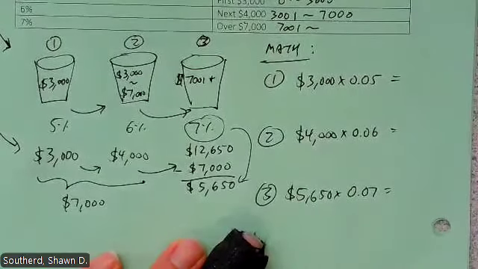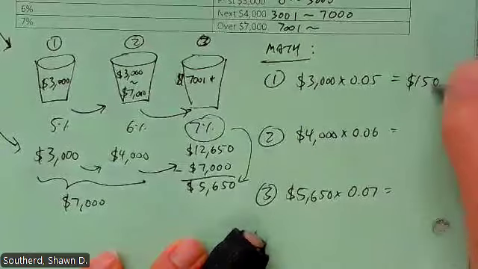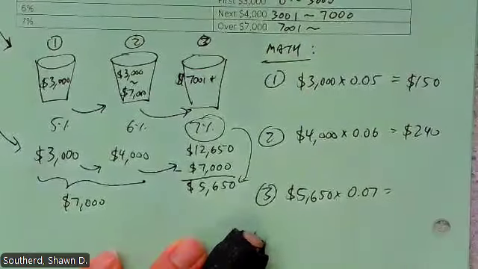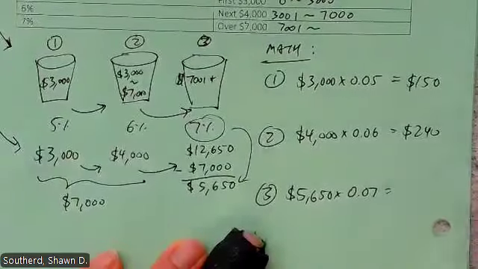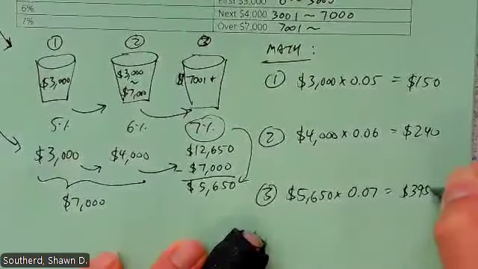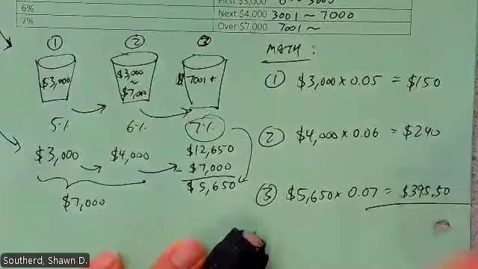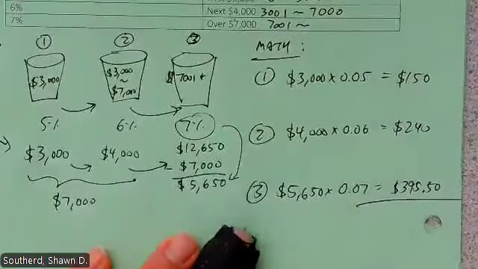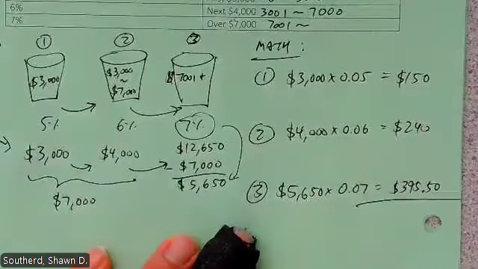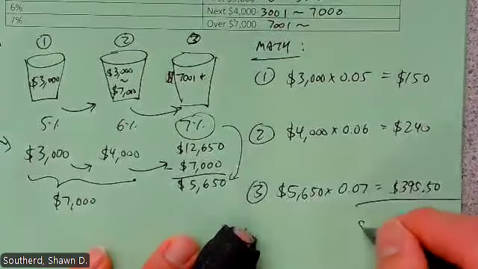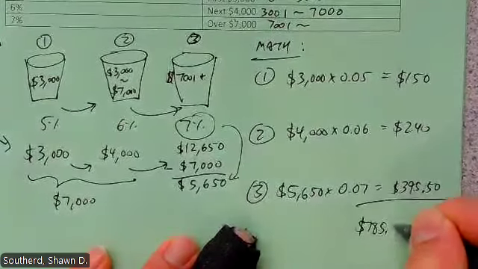So this should be $150 if I'm not mistaken. Yep, $150. This will be 240. And then this last one, 5,650 times 0.07, is going to be $395.50. Add them all up, and you'll get $785.50.